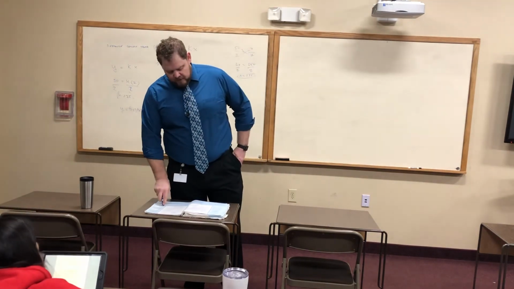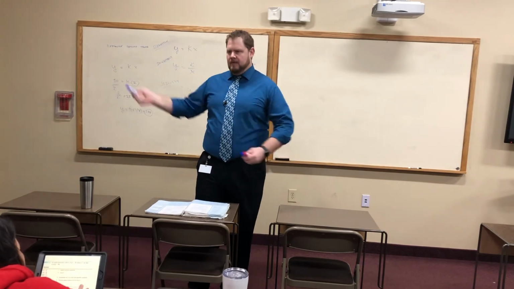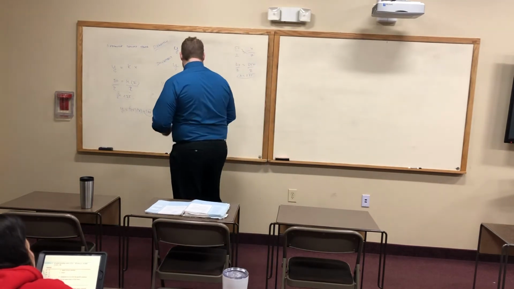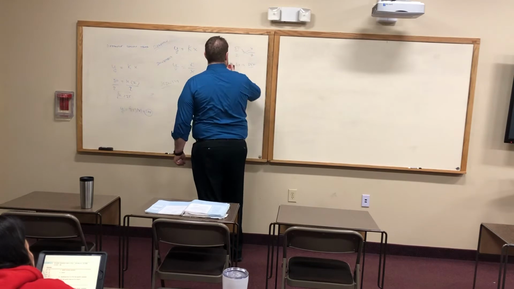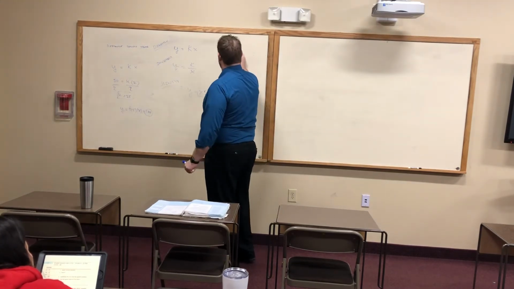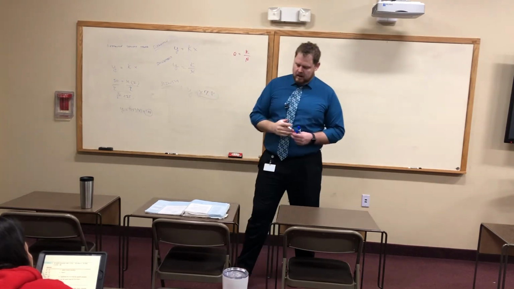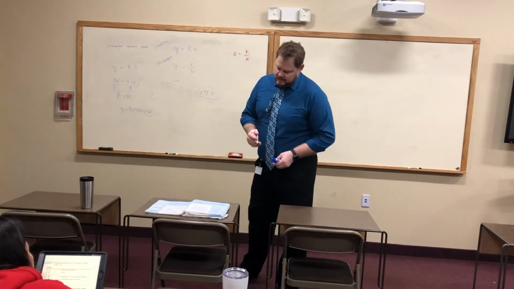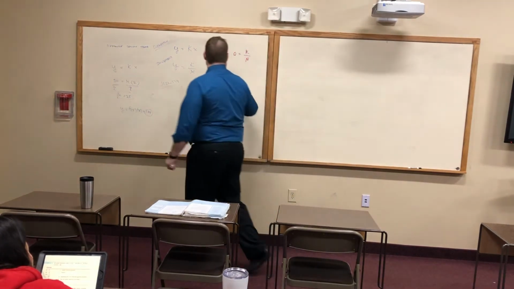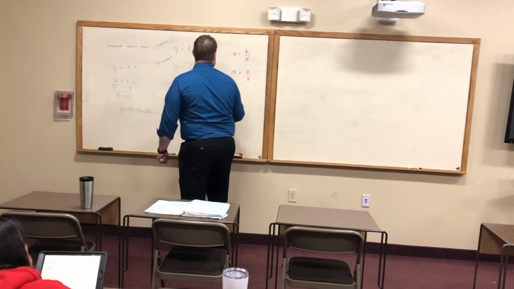Q varies inversely with n. Okay, Q varies inversely with n. So what's the equation we're gonna use? Y equals K over X. Q equals K over n, right? So now they give you the problem. If Q is 18, then n is 8. So what do we do?